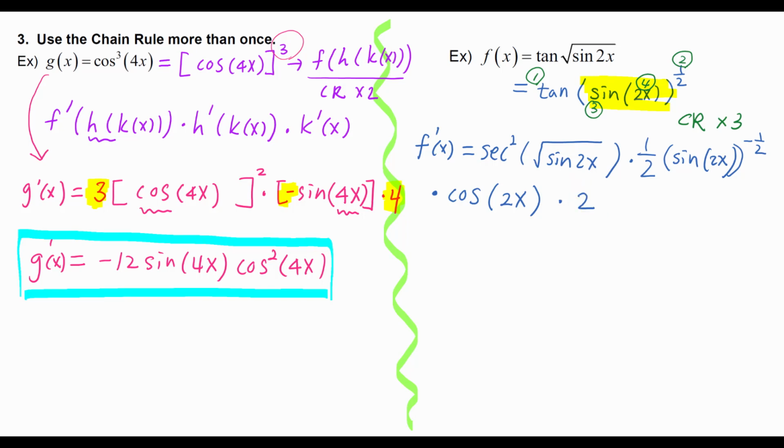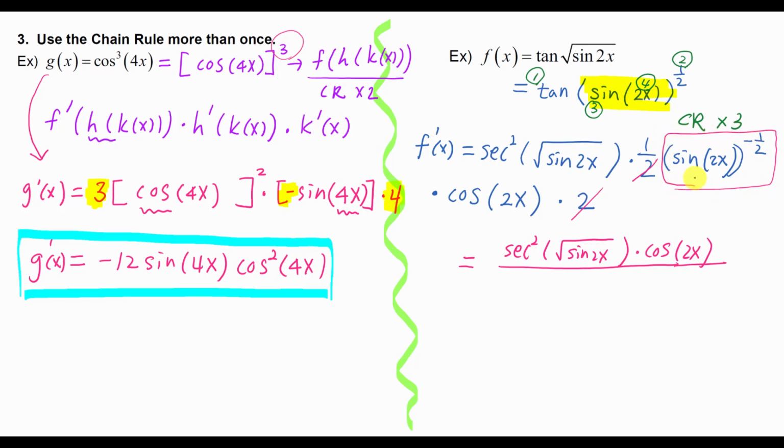So now I just have to simplify this. I'm going to cancel this 2 with this 1/2. And let's see. What I have in the numerator is secant squared of the square root of sine 2x times cosine of 2x. And this part here, since it is a negative exponent, you can send it to the denominator and it will become a positive 1/2 power, but because a positive 1/2 power is again a square root, you can put it inside of a radical, the square root of sine of 2x. And that is your f prime of x.